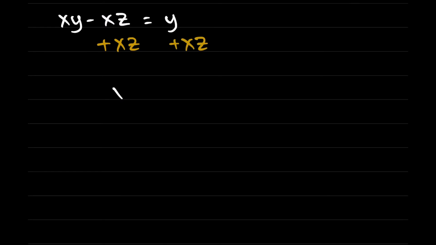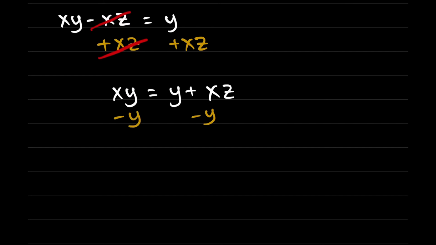On the left hand side, you are left with just xy, since you have minus xz plus xz and they cancel each other out. On the right hand side, you simply have y plus xz. So far so good. Now you want to move this y over here to the left hand side as well, and we can achieve that by subtracting y from both sides. So minus y, minus y. On the left hand side, that gives you xy minus y. And on the right hand side, you have just xz, since you have the plus y and then minus y, and plus and minus cancel each other out.